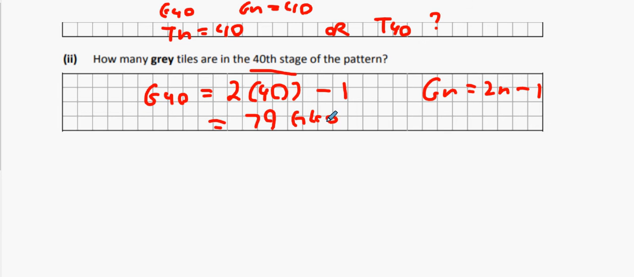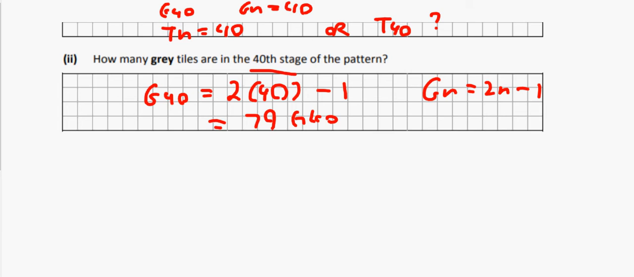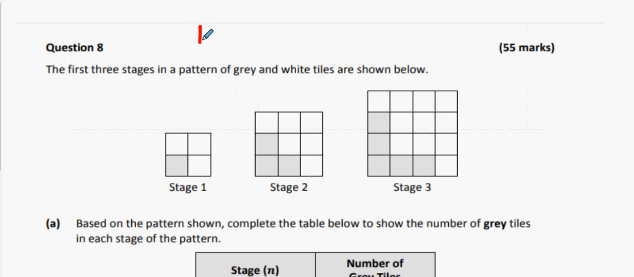Alright. Next part. Show that the total number of grey tiles in the first n stages of the pattern is equal to this. Now, I'm looking for Sn. How do I know I'm looking for Sn? In total. So if we go back to our original diagram, they claim it's n squared. So if n equals 1, what's the answer? 1 squared, which would be 1. There's one grey tile in stage 1.